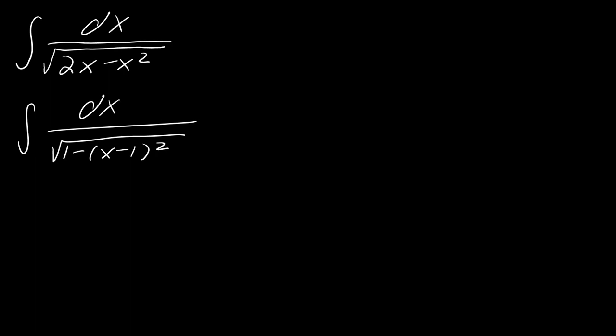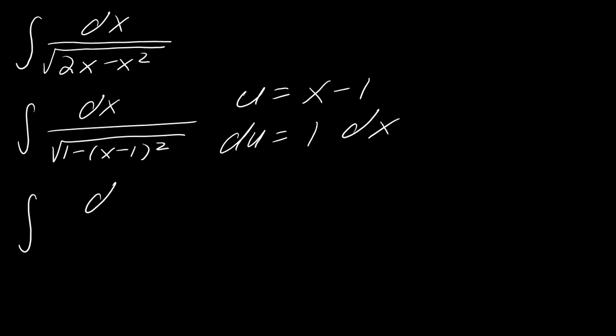Okay, so at this point, I would like to see if I can rewrite this again. So let's try substitution again. Now, what if I let my u equal x minus 1? And okay, then in that case, my du is going to be 1 dx. So let's see, what is that going to give me? Oops, that's going to give me du over the square root of 1 minus u squared. Okay, so now this I can actually work with.